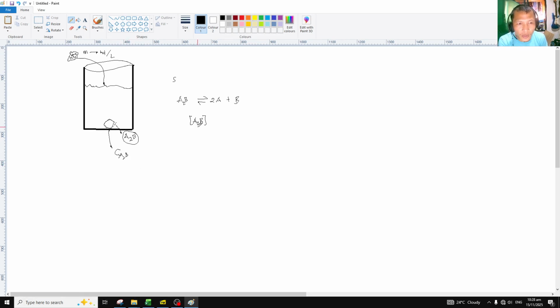This annotation appears in our notation for the equilibrium expression, the equilibrium equation, sorry. Equals the concentration of A raised to the power of 2, and then B raised to the power of 1, and then you have your A to B.